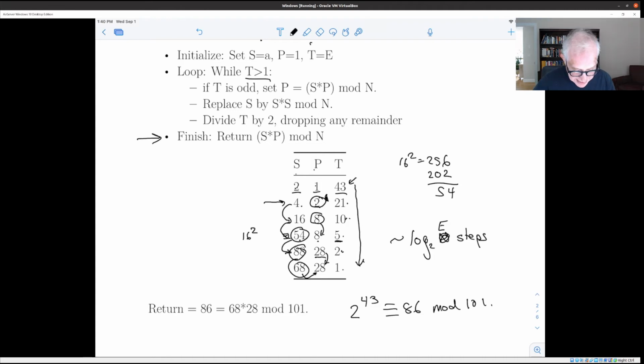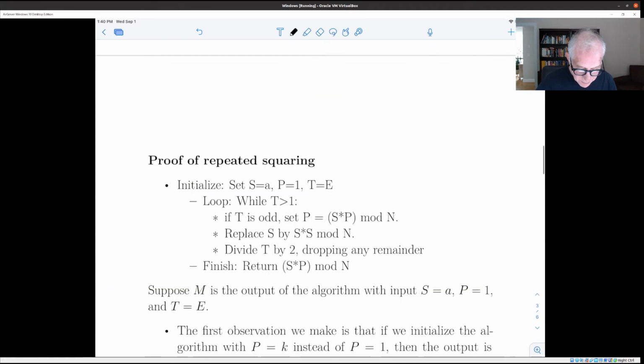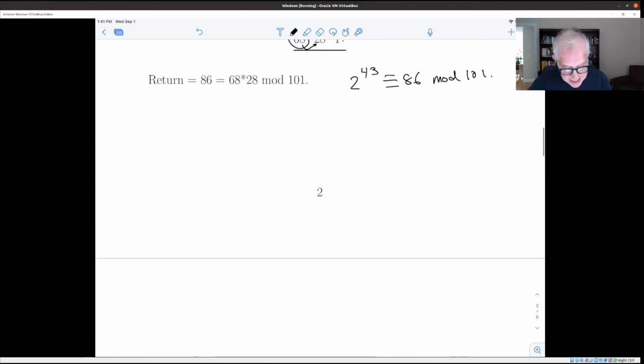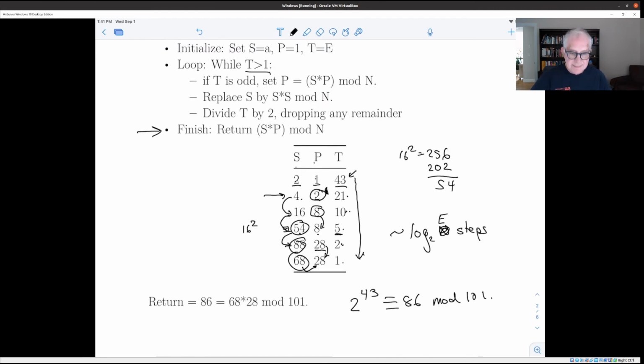So why does this algorithm work? Well, let me walk through a proof, and this may take a little bit of thought. We're going to prove that this algorithm works by induction. The first observation that I want to make is that suppose you run the algorithm starting out with the first row having a, 1, and e, and you get some answer.